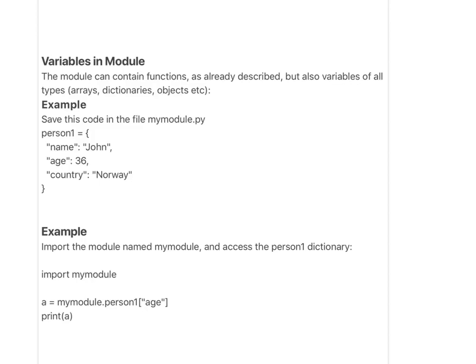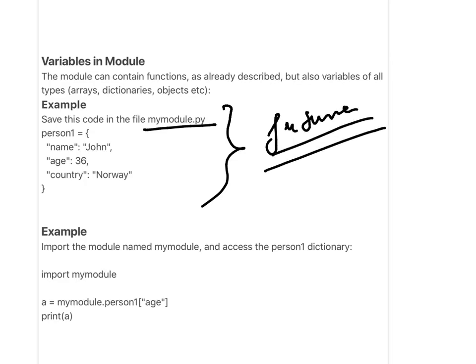Now there is another advantage of the module. You just declare the variable, and that variable can also be accessed later on in any other program. Here I am declaring one dictionary. Now this dictionary can be declared and saved in my module.py, or any name you can give. Simply you have stored it, and in future you can use it whenever you want.